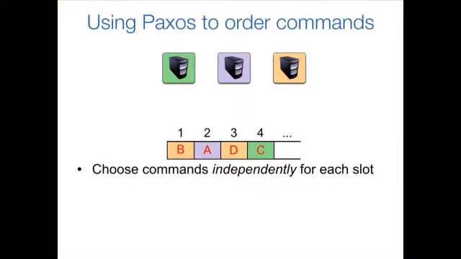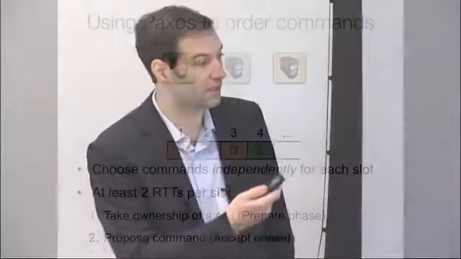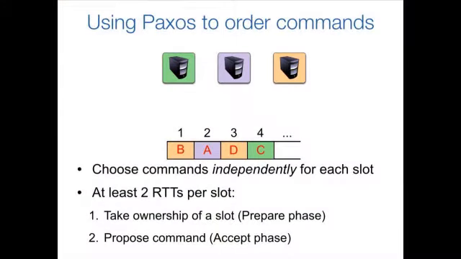So this is the canonical execution of Paxos. So the takeaways here are that in canonical Paxos, we use a separate instantiation of Paxos to decide every slot, and that it takes 2 round trips to commit a command, because the first round trip is necessary to take ownership of a slot, and only after a replica has taken ownership can it propose the command.